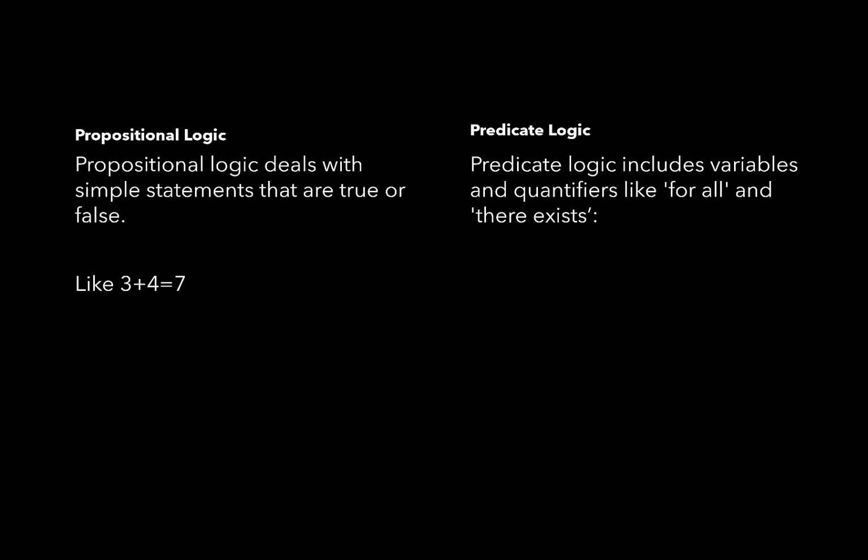Predicate logic includes variables and quantifiers like for all and there exists, which could look like P of x is x plus 4 is greater than 7. This time notice we have a variable x, which means we're not sure if P of x is true or false. Along with our statement, we always need to include a domain, like the set {8, 9, 10}. Then we can test the truth of the statement over the domain.